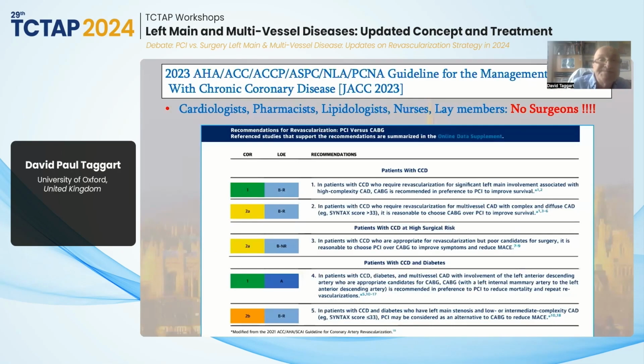In 2021, there was a debacle over the previous AHA-ACC guidelines when they downgraded CABG from a Class 1A to a Class 2B indication, and they did this without any new information. They referred to the ISCHEMIA trial, but it didn't compare PCI and CABG, and they left out a mountain of evidence showing the superiority of CABG over PCI. And for that reason, the guidelines were rejected by all cardiac surgery societies around the world. If we now look at the latest ACC guidelines, these were written largely by a group of cardiologists, pharmacists, lipidologists, nurses, lay members, but no surgeon and no surgical society was included.